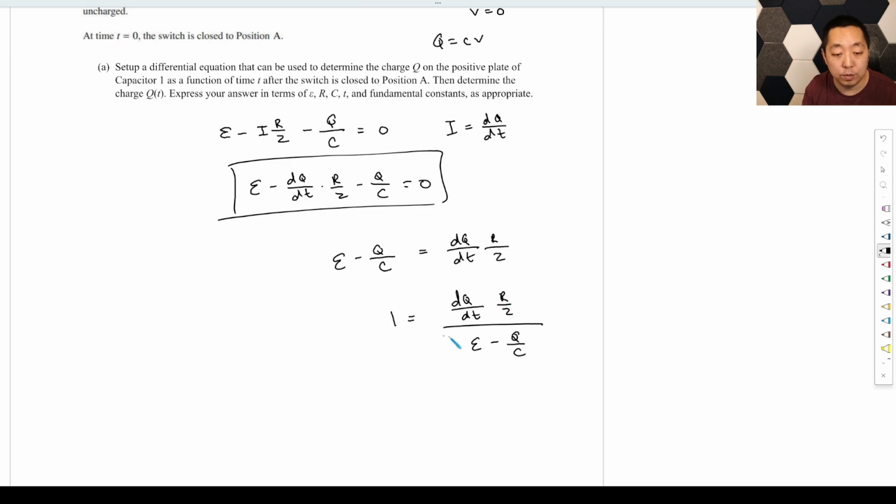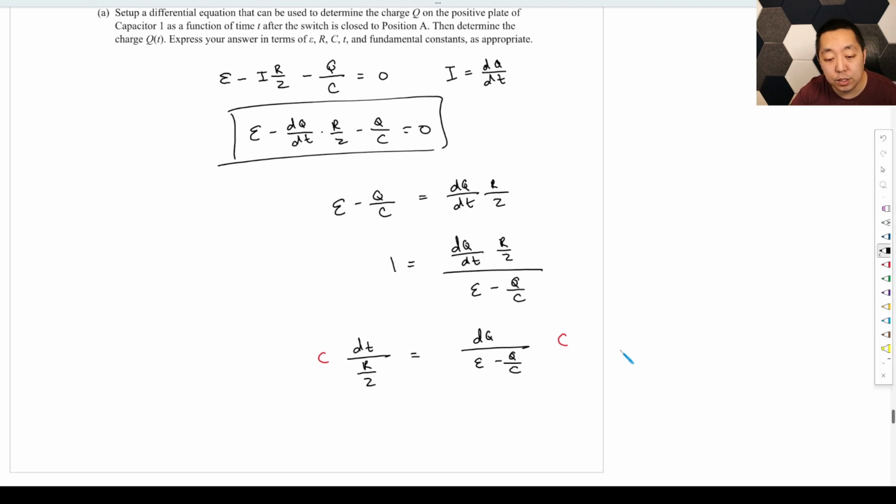Okay, so first I move the dt up, so it's going to be dt on this side. And then I'm going to divide by the R over 2. So that gives you dq over epsilon minus Q over C. And then I want to multiply both sides by C to get rid of this C on the bottom here.